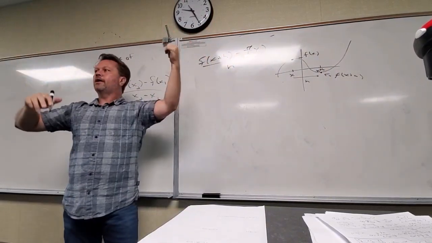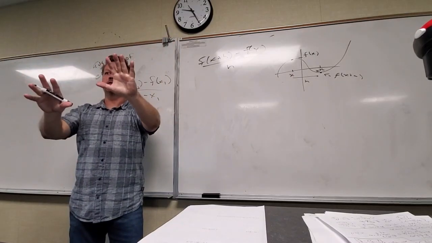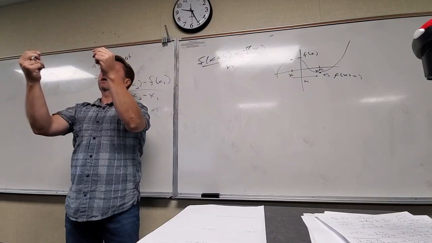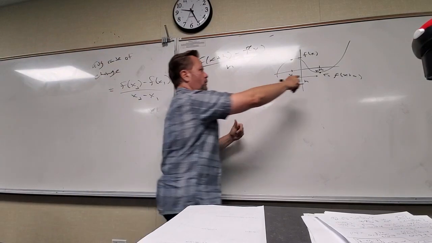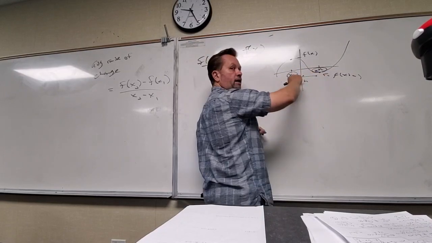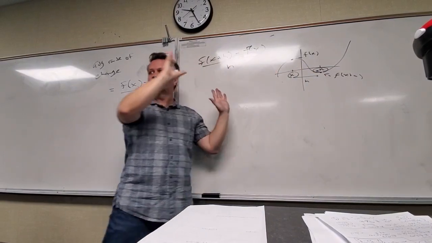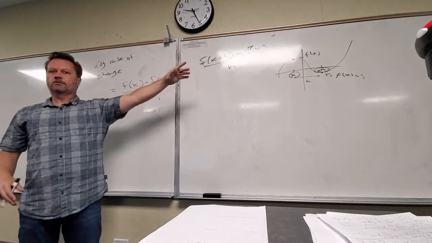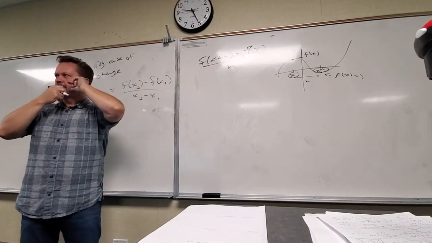Okay, so y2 minus y1, that's the top, correct? Now how's the bottom just h? Well, what's the bottom for the slope? Top is y2 minus y1. Bottom is x2 minus x1. So what is x2 minus x1? What's x plus h minus x? H. There. That formula is just this formula written a little bit differently.